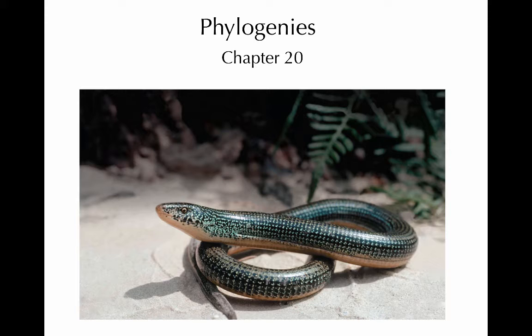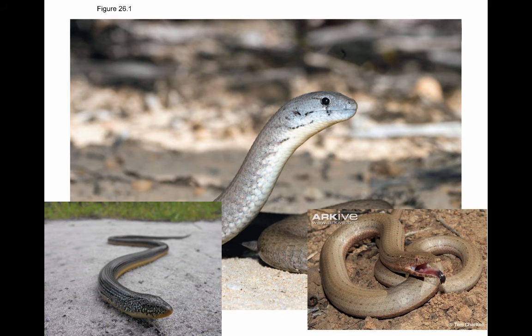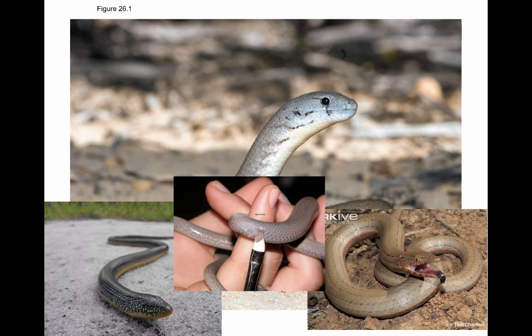It has a lot of characteristics that look like a snake, including no limbs, a long cylindrical body, it has scales, no external ears, it does have a small eye. Here's another species of the same sort of organism. You'd probably say that's a snake. These two as well. In fact, you can even see a forked tongue, which we think of as a snake characteristic. But in fact, all of these are actually legless or limbless lizards.